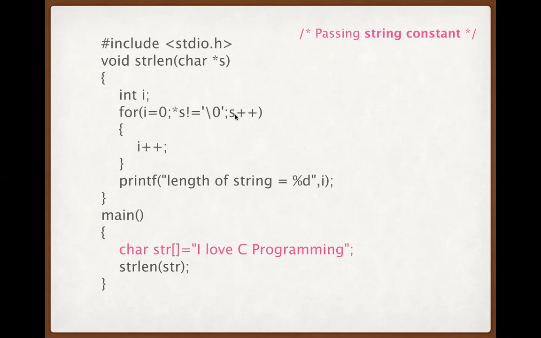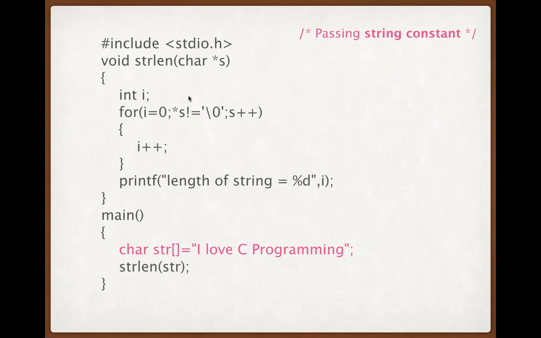Then S will be made to point to the next location. Now value at that location is compared with null. If it is not equal to null, increment I. Then again S will be moved to the next location. Again the value will be compared. If it is not equal to null, increment I. This will be continuing till the value at S becomes equal to null. That means we have reached the end of the string.